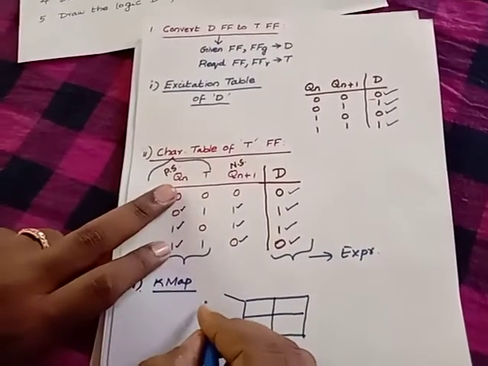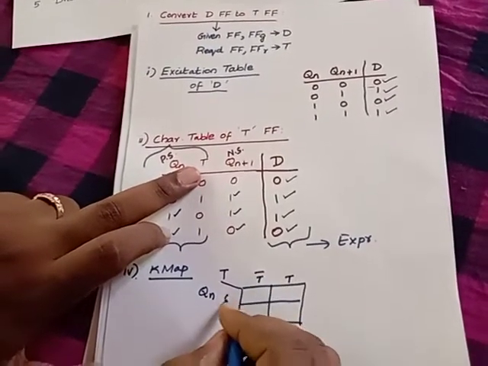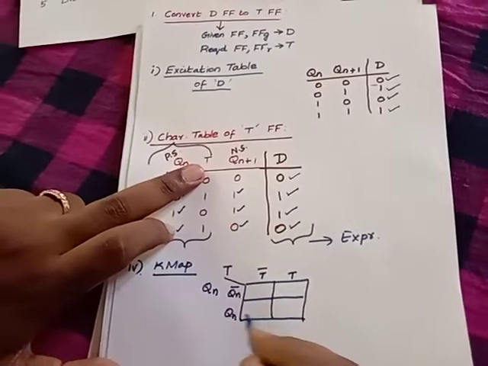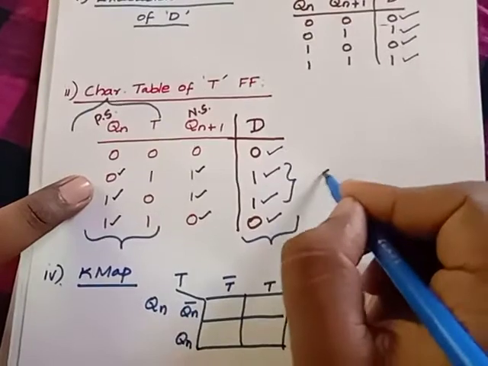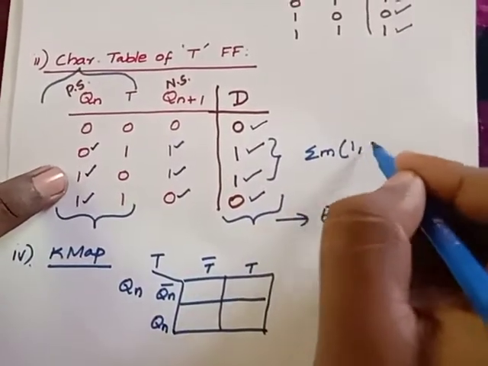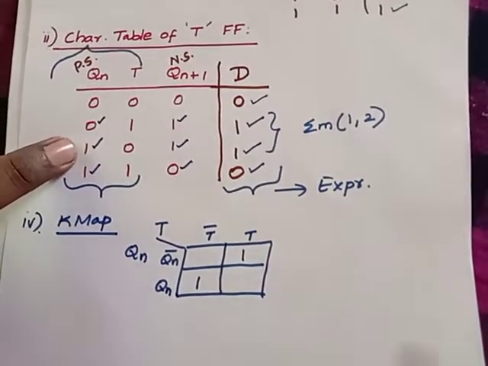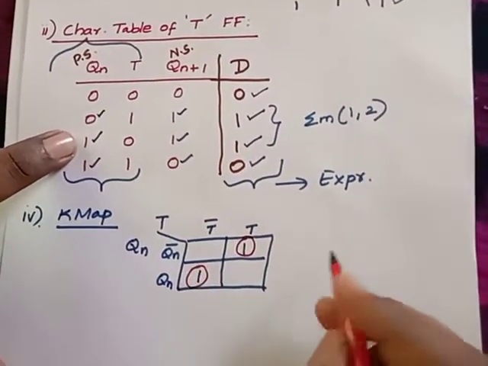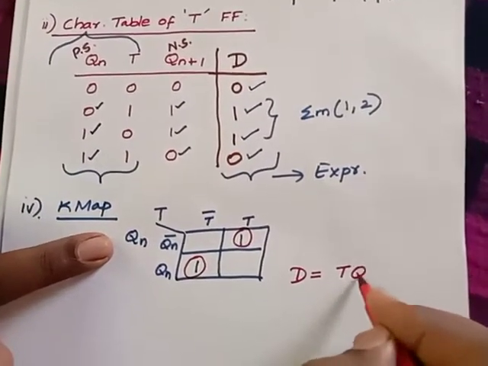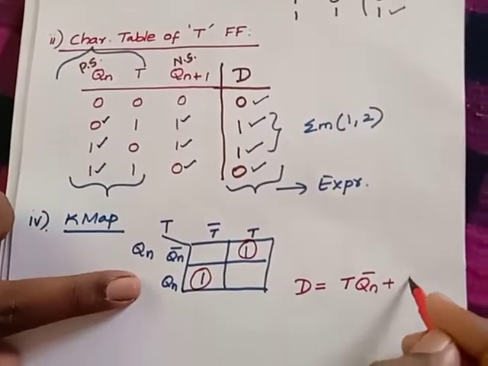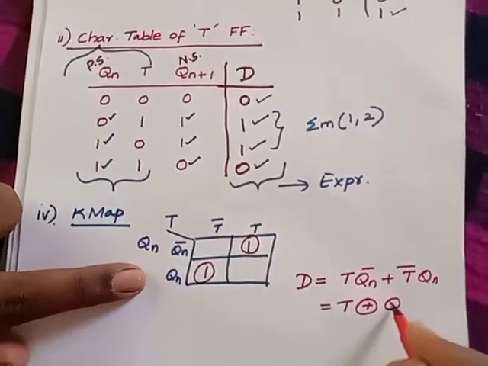So the inputs are, take this as input order Qn, it is T, this is T bar, T, Qn bar, and then this is Qn. And if you know what the minterms are here, it is 1 for these two conditions. So the minterms are 1 and 2. So it is 0, 1, 2, 3. So when you group it, what will you get? You will get D is equal to T Qn bar plus T bar into Qn. That is nothing but T XOR Qn, correct?